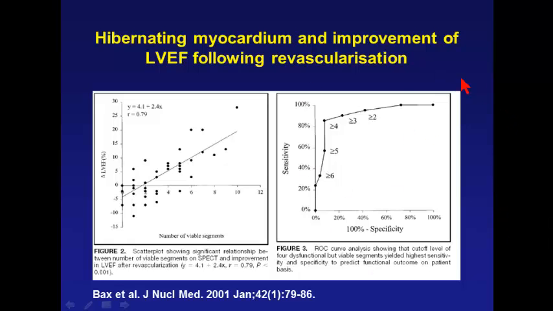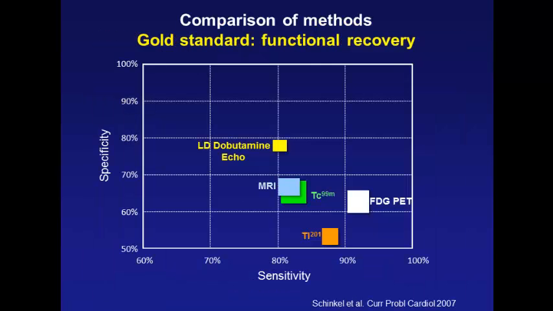One important aspect was that your extent of hibernation must have a certain extent to improve the function after revascularization. And in this 17-segment model here, it turned out that 4 segments, quite a lot, should be there to justify that you revascularize the patient. This is a very high bar to justify revascularization.